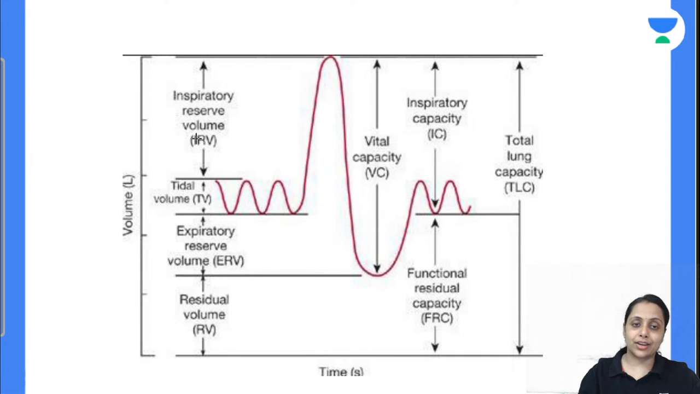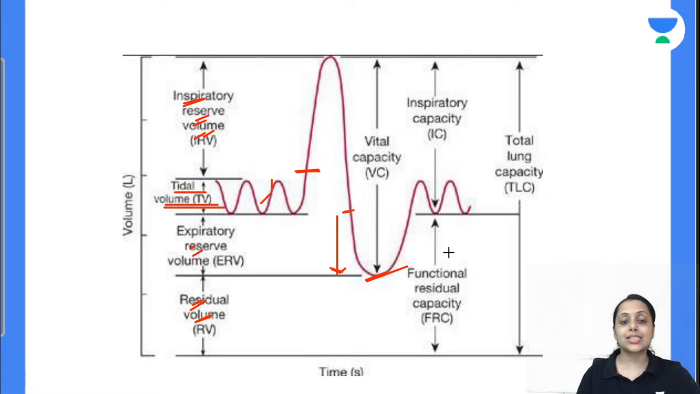Moving further through this diagram, this is the tidal volume, the amount of air that we can breathe in or breathe out normally. Inspiratory reserve volume is the amount of air that we can inspire beyond a normal inspiration. Expiratory reserve volume is the amount of air that we can exhale after normal expiration. What is residual volume? The amount of air that remains in the lung after forceful expiration. So these are the volumes.